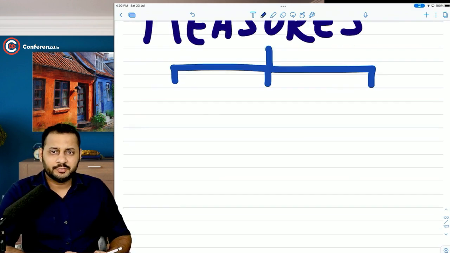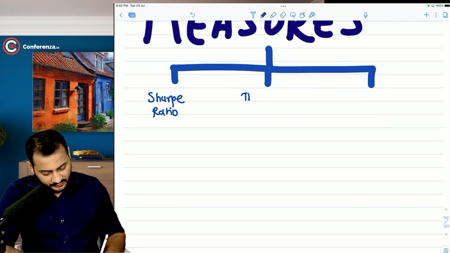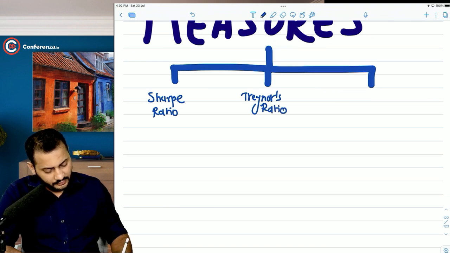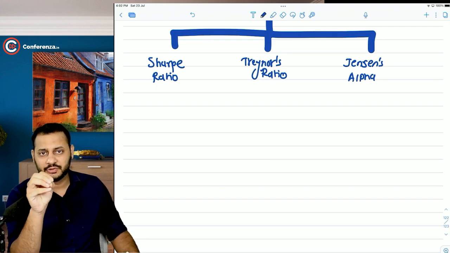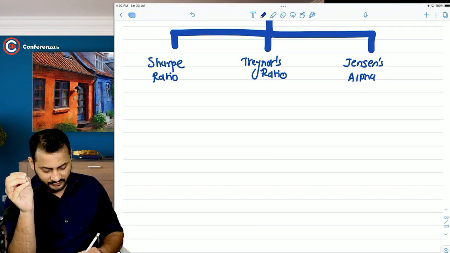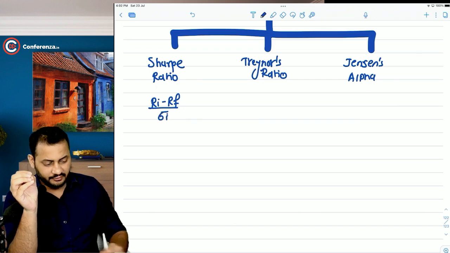So there are 3 types of evaluation measures. The first one is the Sharpe ratio. The second one is the Treynor ratio. These are different people. And the last one is the Jensen's alpha. What is the formula of these 3 ratios? Let's first write it down and then we will discuss. Sharpe's ratio is all about Ri minus Rf divided by standard deviation of i.